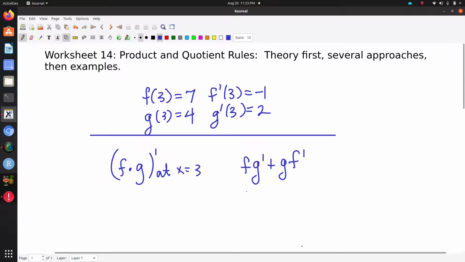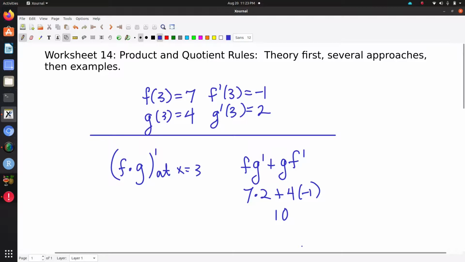f of 3 is 7. g prime of 3 is 2. g of 3 is 4, and f prime of 3 is -1. So 14 minus 4 is 10. At least I think it is. All right, so that's what we get for that.